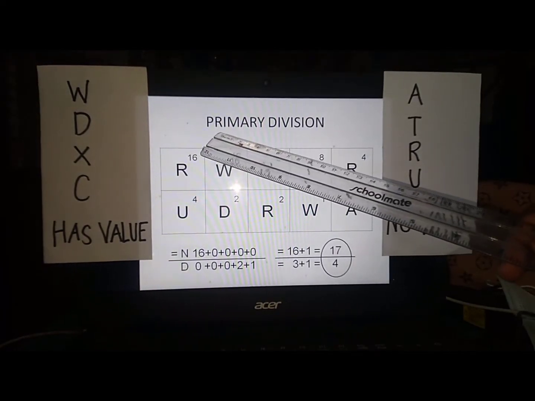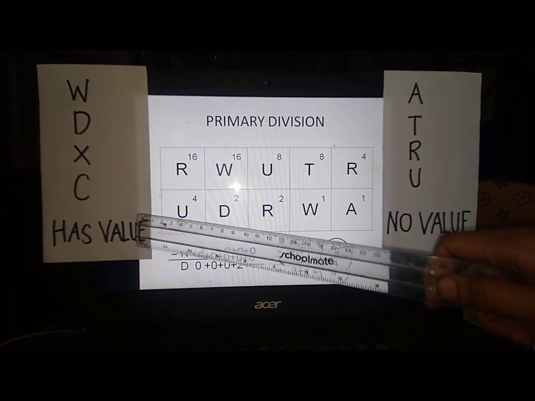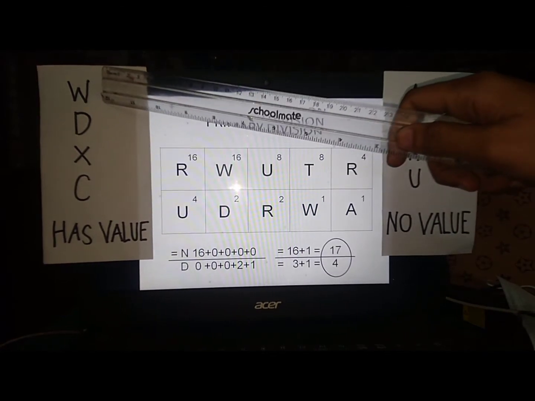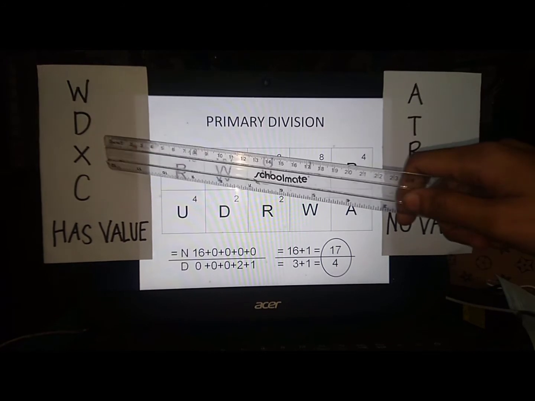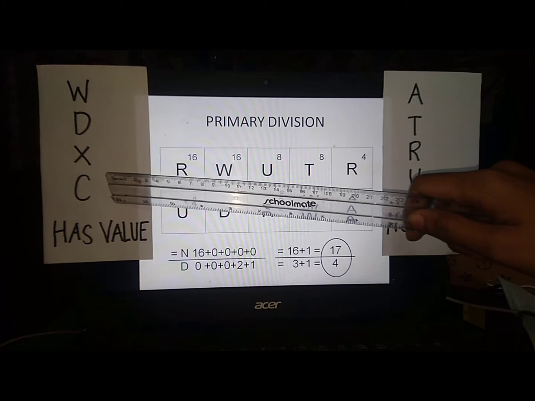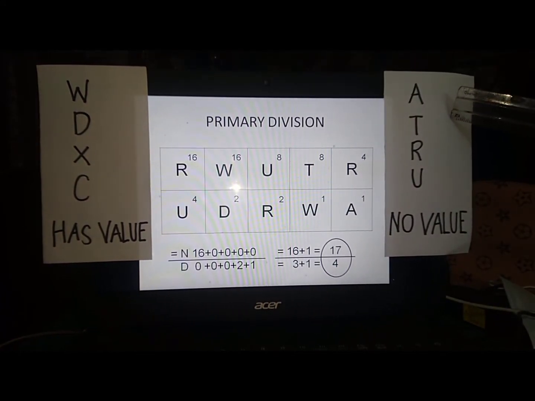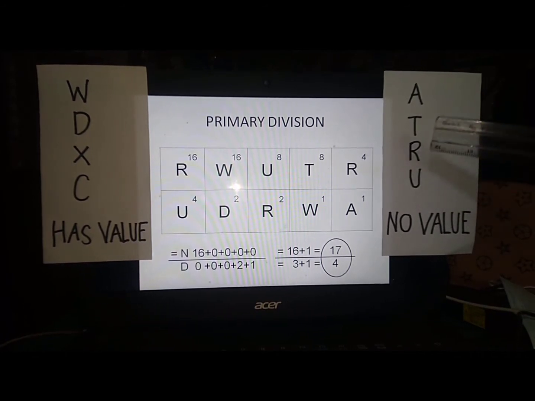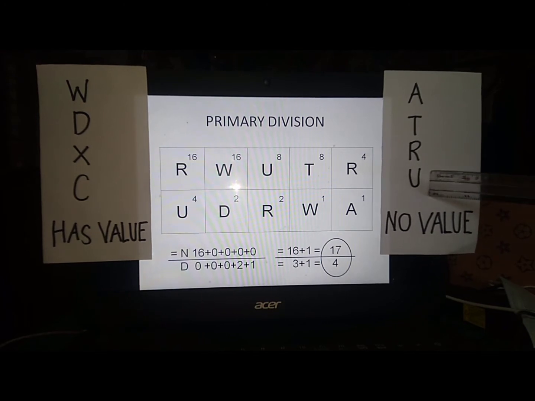In primary division, these have value: W means plain whorl, D means double loop whorl, X means accidental whorl, C means central pocket loop. And these have no value: E means plain arc, T means tented arc, R means radial loop, U means ulnar loop.